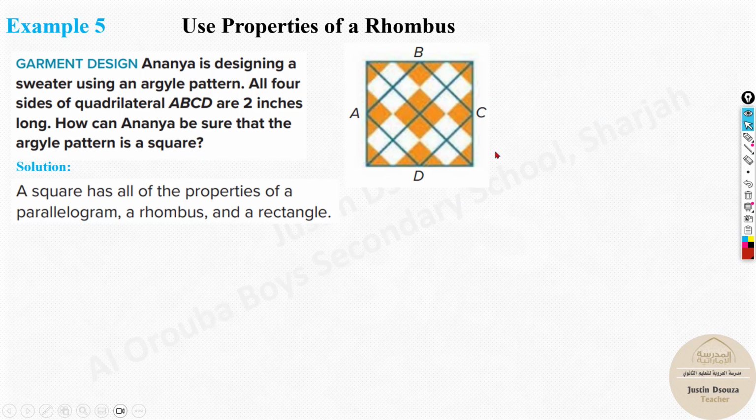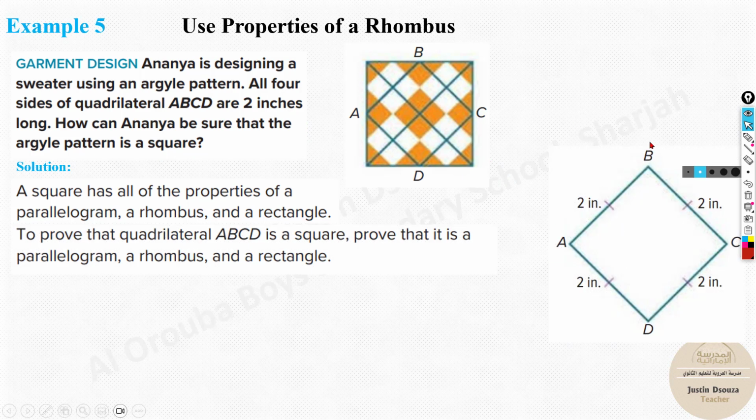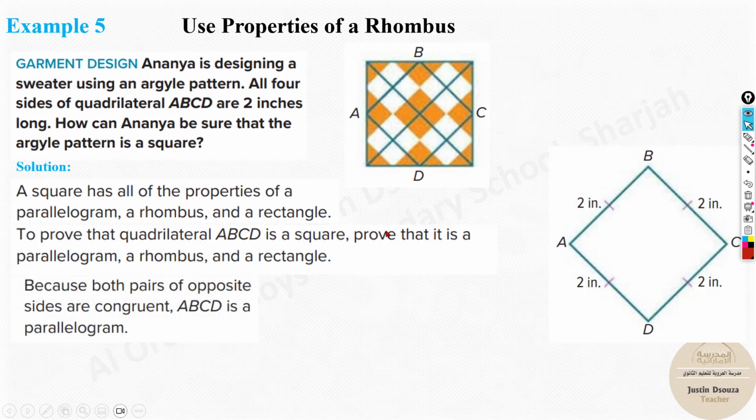Now here, this pattern is told, see, this is 2 inches. All the sides are 2 inches, okay? Now this is the figure, 2, 2, 2, 2. But what we need to know is, how can we tell it's a square? All the sides are equal, and you can see the opposite sides are equal. Yes, that is good. But if we need to prove this to be a square, first we need to prove that it's a parallelogram, and then it must be a rhombus and a rectangle. Then only we can tell it's a square, right?